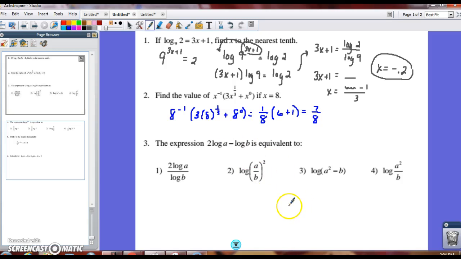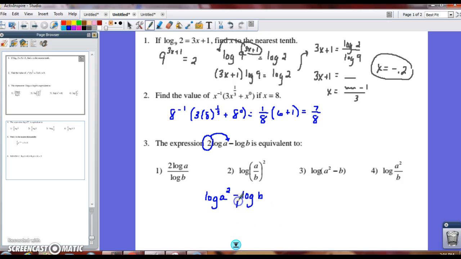In problem number 3, we are basically using our properties or our laws of exponents to write this as a single log. So the first thing I want to do is look at this 2, and I want to undo that power rule. When there's a number in front of the log, that means the power rule was applied. So that's the same as saying the log of a squared minus the log of b.